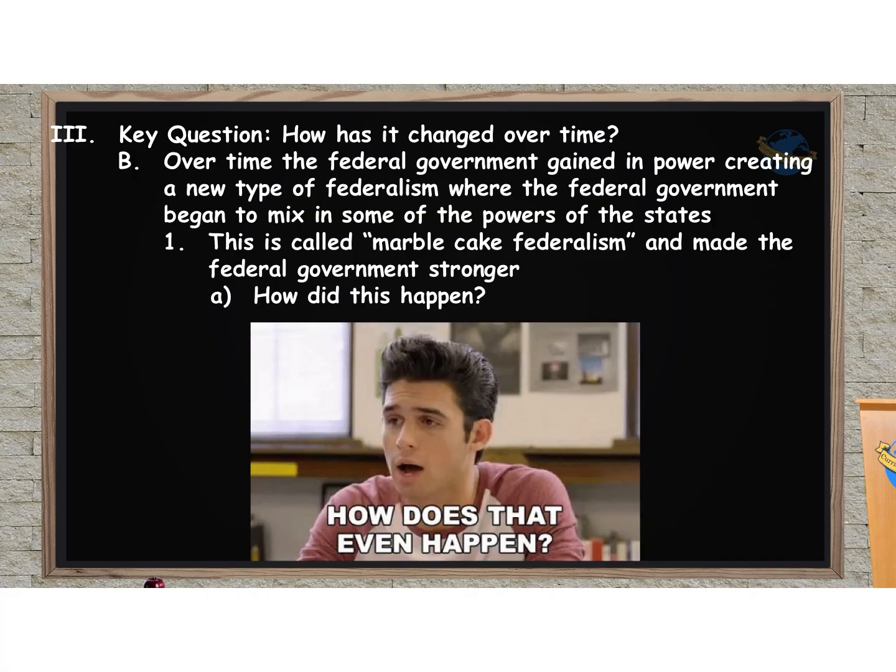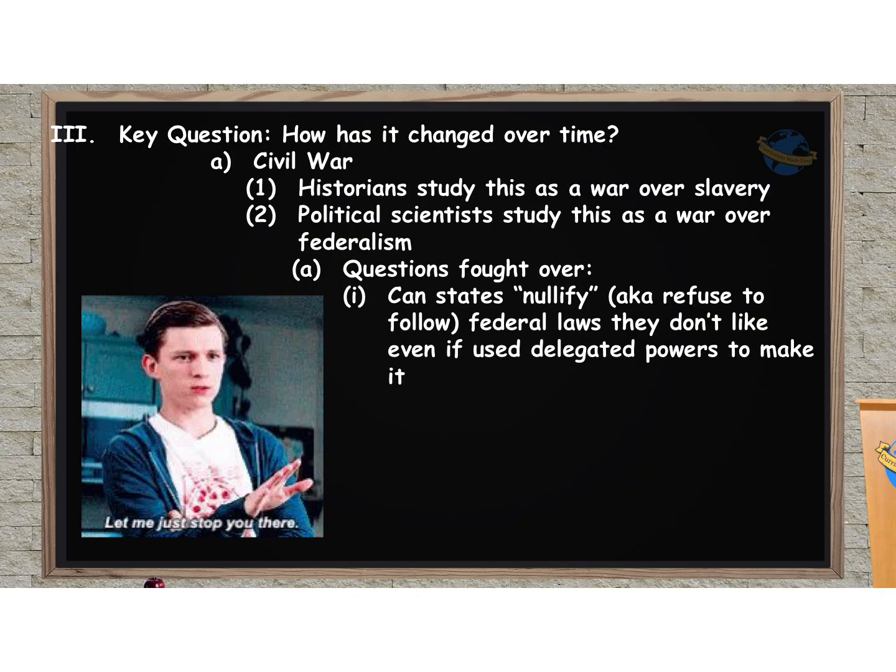So you might be wondering, how exactly do we go from layer cake federalism to marble cake federalism? Well, let's give you a quick rundown. The first major event that caused this mixing was called the Civil War. Now, historians accurately study this as a war over slavery. Political scientists study this as a war over federalism. So there are several questions that were being fought over in the Civil War. Let's take a look at it from the perspective of a political scientist.